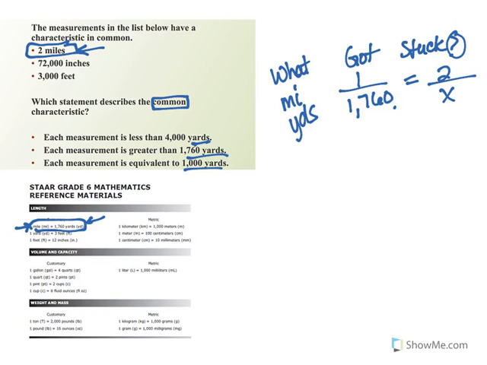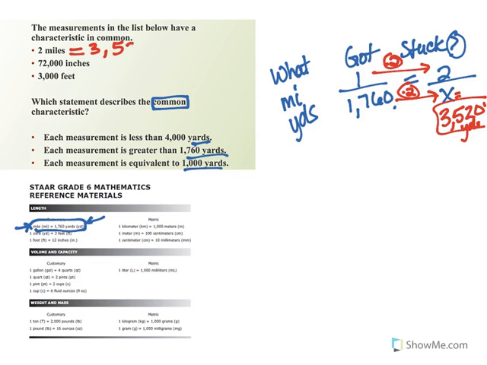Easy, easy. I can go side to side or up and down. In this case, I'm going to go side to side. Always point to your variable. How do you get from 1 to 2? 1 times 2. And what you do to the top, you must do to the bottom. When I multiply 1,760 times 2, my answer is 3,520 yards. Again, I like to keep my information organized. I'm going to go ahead and write 3,520 yards.